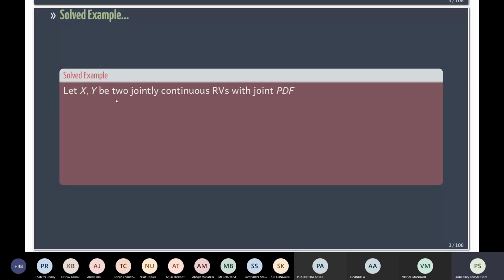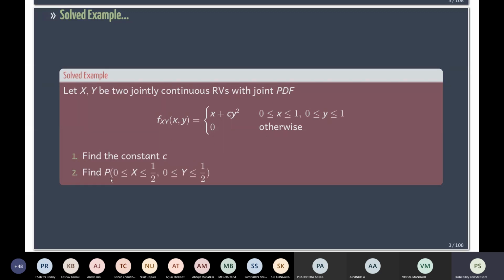So let us see an example on this. Let X and Y be jointly continuous random variables with a joint PDF given by this. The question is to find the constant c. We know that the integral of f_XY from minus infinity to infinity, in this case, will boil down to a double integral with limits 0 to 1 and 0 to 1. If we integrate this and equate it to 1, from there we will solve for c. Another question could be to find the probability that X lies between 0 and half and Y lies between 0 and half.